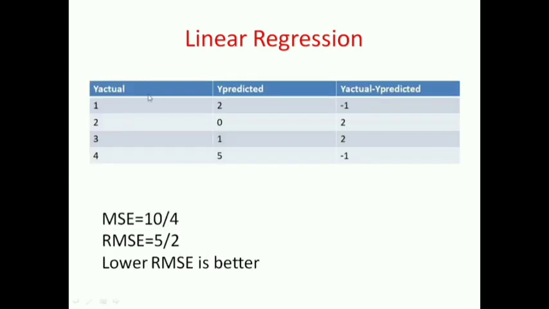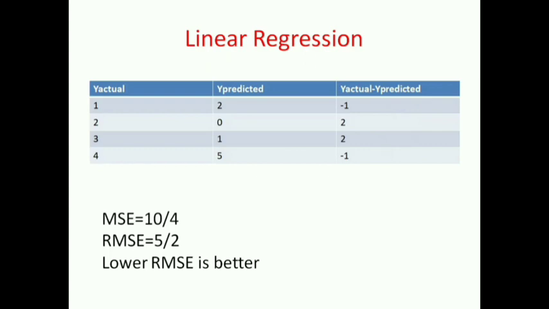So here you can see how we can calculate it. Here is the actual value, here is the predicted value. Take the difference, like 2 minus 1, that is 1, 2 minus 0, that is 2, 3 minus 1, that is 2, 4 minus 5, that is minus 1. And that is the difference that you calculated, y actual minus y predicted. Then for squared error, take a square of it, that is minus 1 squared 1, 2 squared 4, 2 squared 4, minus 1 squared 1. And the summation of this becomes equal to 10.